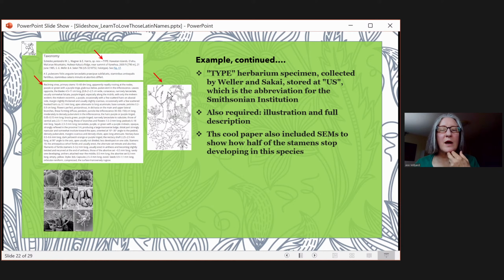The other thing is that valid publication now requires a line drawing. And in this case, they also included these cool scanning electron micrographs that show that instead of having 10 stamens, half of them differentially stop developing. And that's not a requirement.